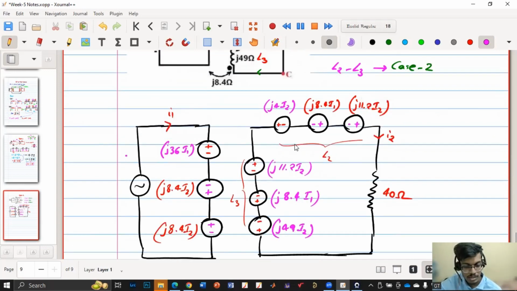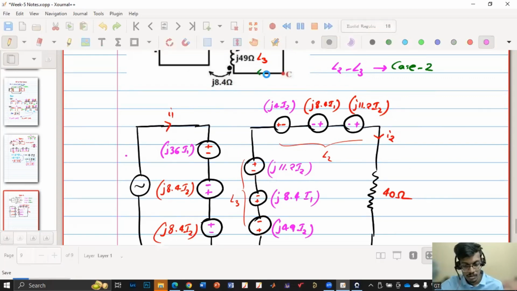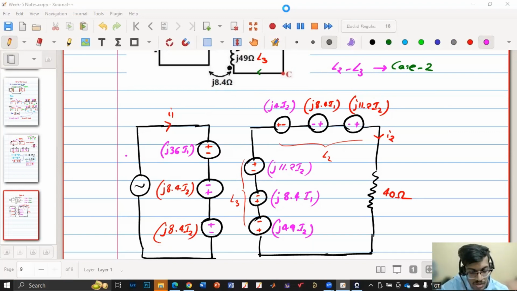Got it? The polarities, everything? Everyone. Okay. Someone has answered. Sorry, I was not checking. If your answer is matching, because I do not know for which you have answered what.